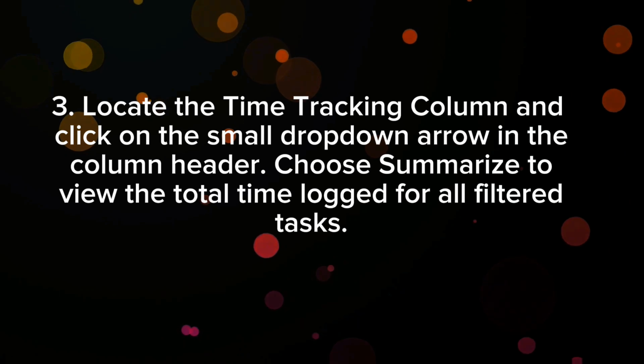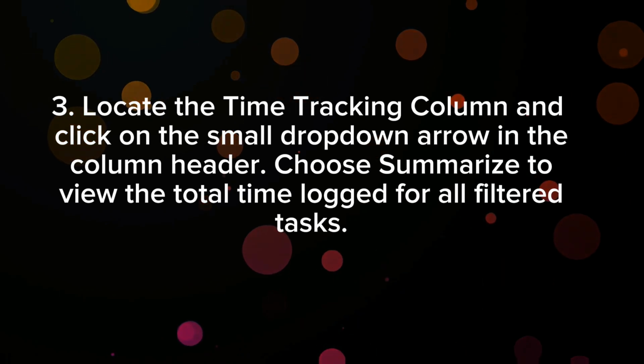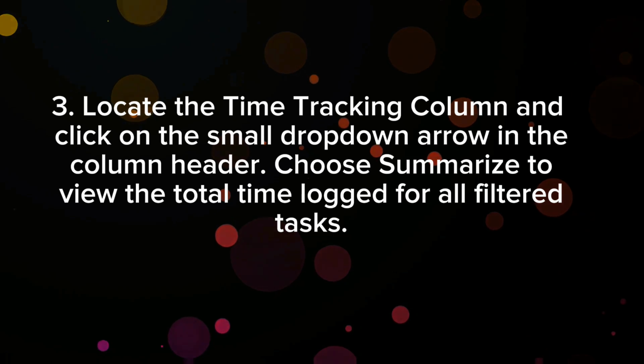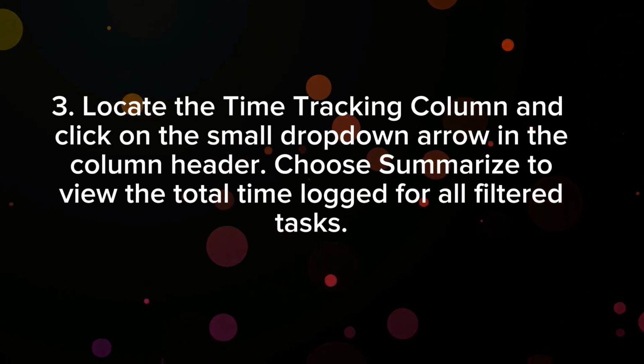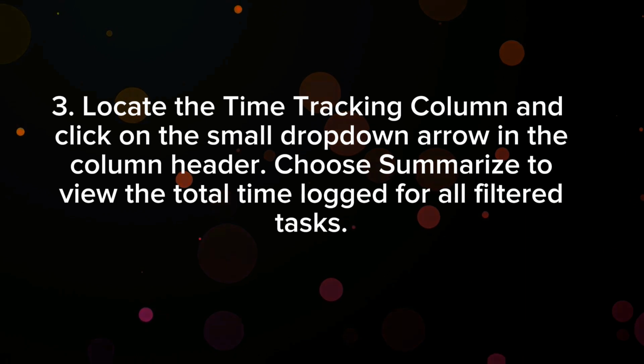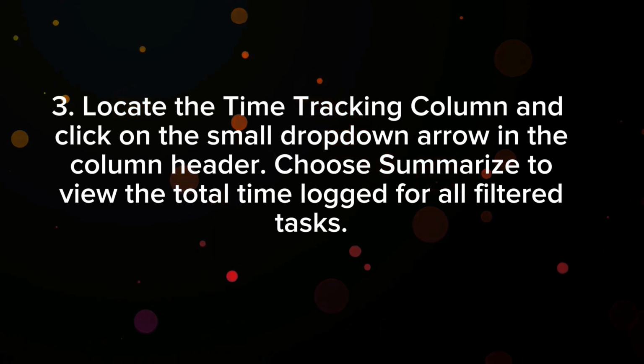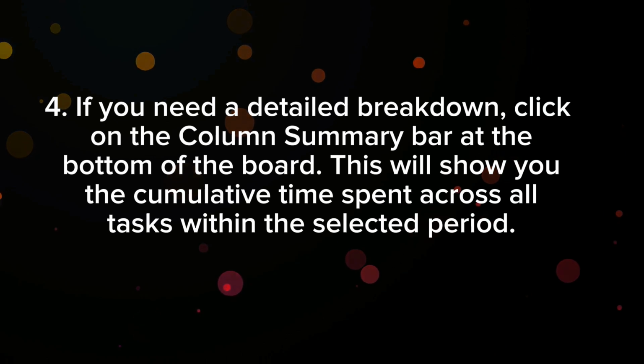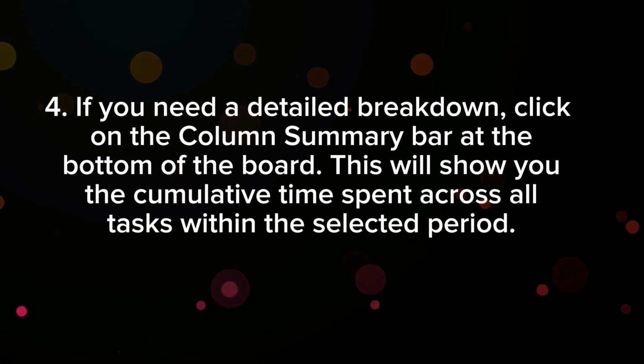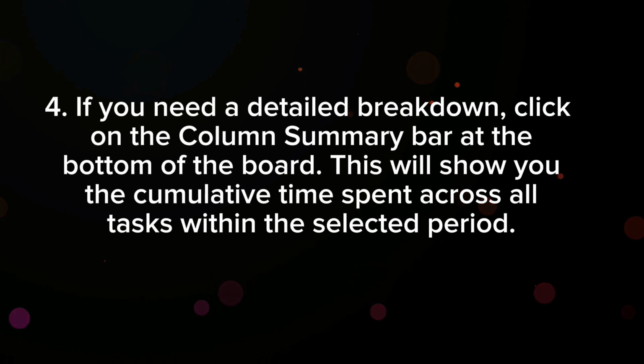3. Locate the time tracking column and click on the small drop-down arrow in the column header. Choose Summarize to view the total time logged for all filtered tasks. 4. If you need a detailed breakdown, click on the column summary bar at the bottom of the board. This will show you the cumulative time spent across all tasks within the selected period.